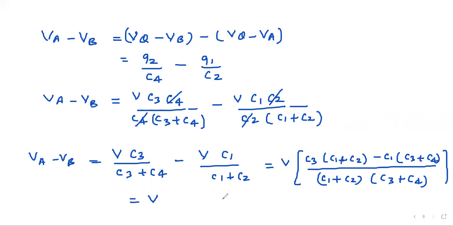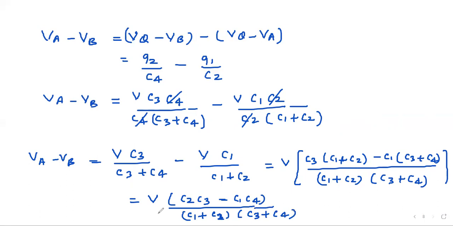So we will get V times (C2 C3 minus C1 C4) divided by (C1 plus C2) times (C3 plus C4). So this is the potential difference between A and B, that is VA minus VB.